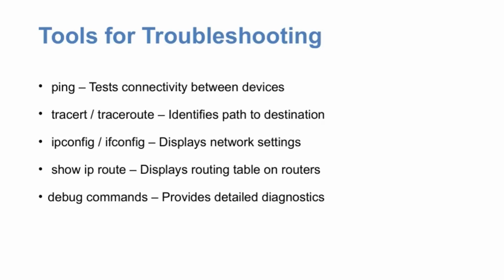Moving on, show IP route is a command used mainly on routers to display the current routing table. This helps us see how the network is structured and how packets are being directed within the network.